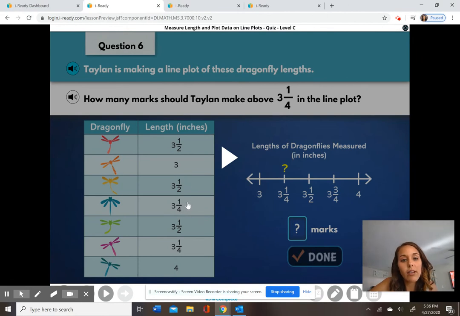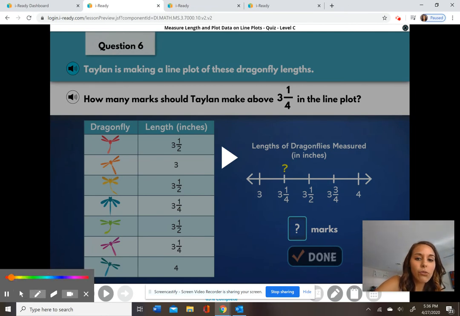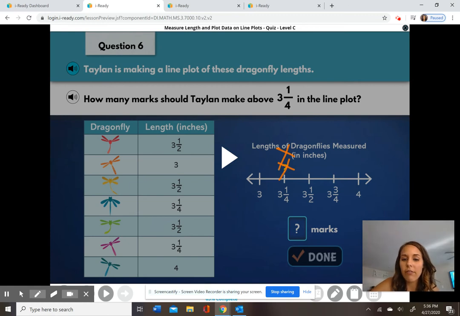If you have 1 here, I have 2, as you can see, that are 3.25. So I would make 2 marks above 3.25, just like this. 1, 2. And usually they're X's above there. So I have 1, 3. So I'm putting an X there. I have 3 3.5.